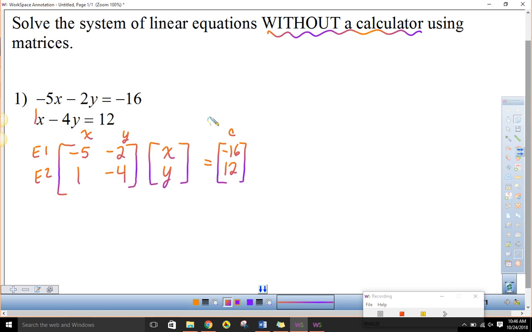If I had 3x equals 15, what would you do to solve that? Divide. Why would you do division? Because it's the opposite of multiplication, exactly. If I had x minus 3 equals 15, what would you do? You'd add. Why would you add? It's the opposite of subtraction.